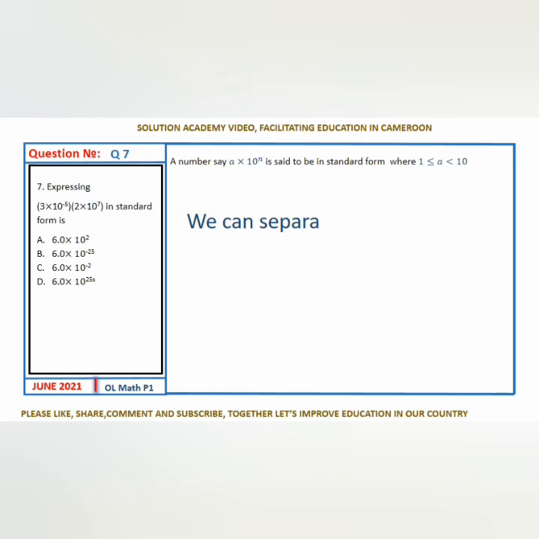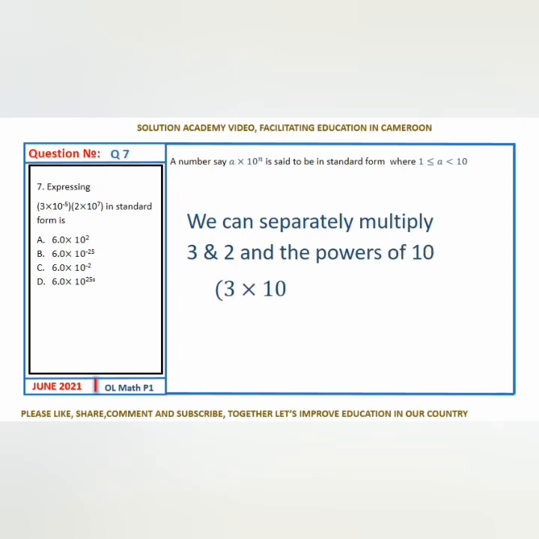So to solve this, we can separately multiply the 3's and the 2's and the 10's, and then bring them together. By multiplying them separately, we're going to have 3 times 2 into 10 raised to the power minus 5 times 10 raised to the power 7.